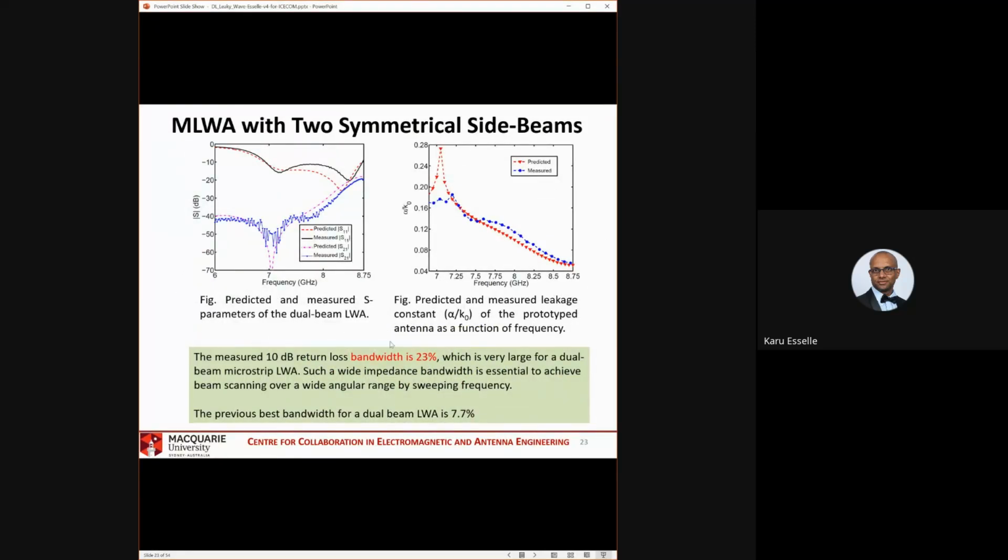So these are the predicted and measured S11 input reflection coefficient of this dual beam leaky wave antenna. From the prototype is measured S11. Actually, it has S11 and S21 both. So this is S11 input matching. It's reasonably good, less than minus 10 from here. Some mismatch at the lower frequencies.